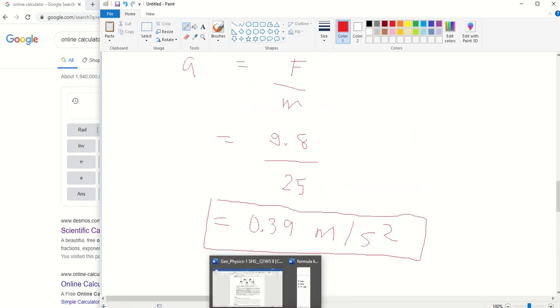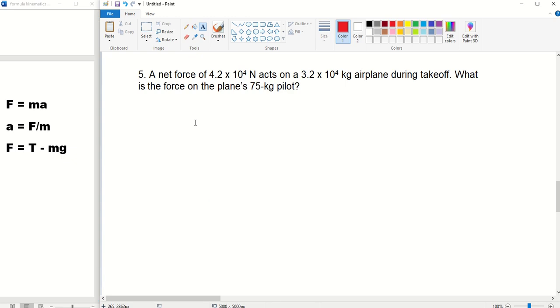So, ngayon, let's proceed sa next problem. Ito na yung last problem natin sa color the bulbs. Pinapahanap is, or basahin ko na lang, a net force of 4.2 times 10 raised to 4 newtons acts on a 3.2 times 10 raised to 4 kilogram airplane during takeoff. What is the force on the plane's 75 kilogram pilot? A net force of 4.2, ito yung force natin. I-label lang natin.